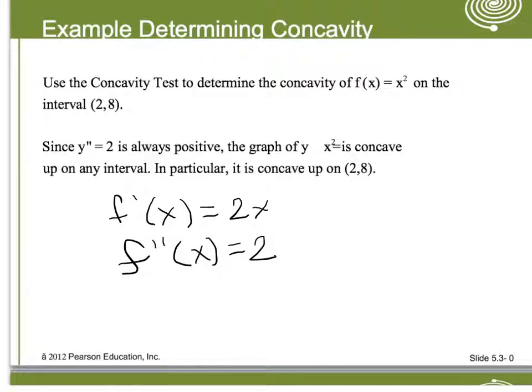So the interval part of this example is really not important because my second derivative is 2, which is always positive for every interval. So since the second derivative is greater than 0, then the graph is concave up wherever this graph exists. So the second derivative test: if the second derivative is positive, then your function is concave up.